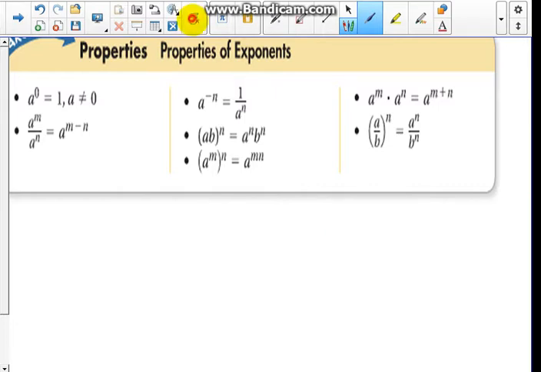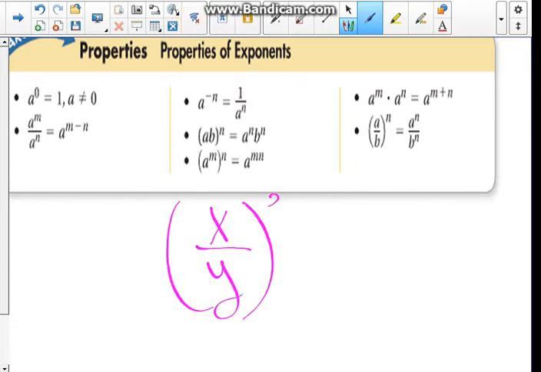And the last thing that I need to show is what happens if I have a fraction like x over y, all to the 3rd. That's the same as saying x to the 3rd over y to the 3rd.